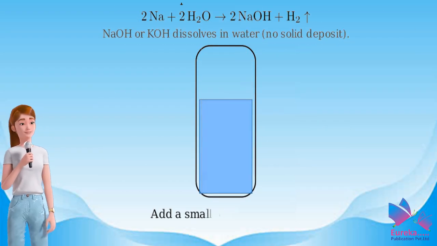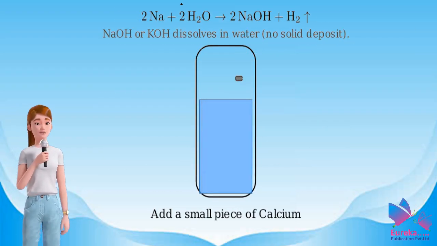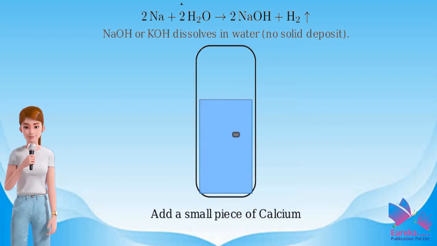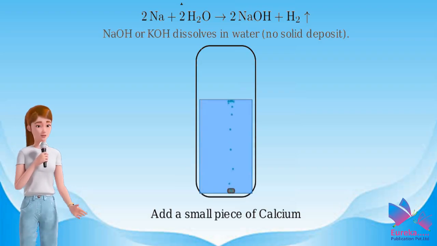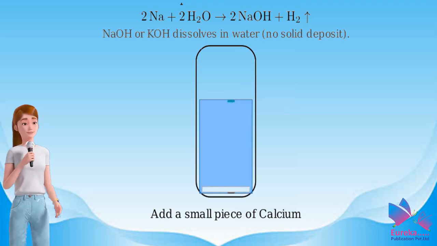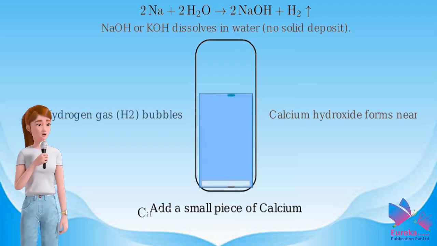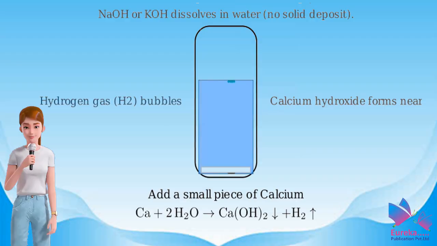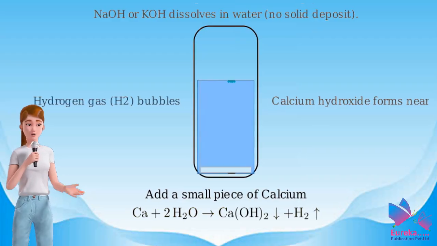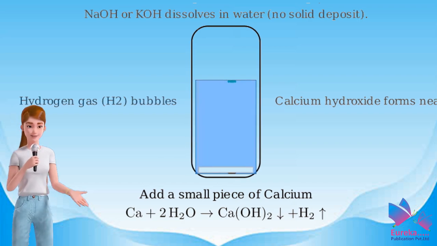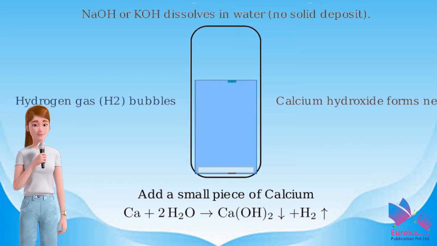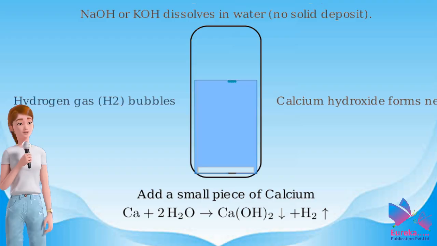Now, place a very small piece of calcium metal into the water. Calcium is denser than water, so it sinks to the bottom. You will still see bubbles of hydrogen gas, but now a whitish calcium hydroxide forms and collects near the bottom of the test tube. The reaction is calcium plus 2 water gives calcium hydroxide plus hydrogen gas.